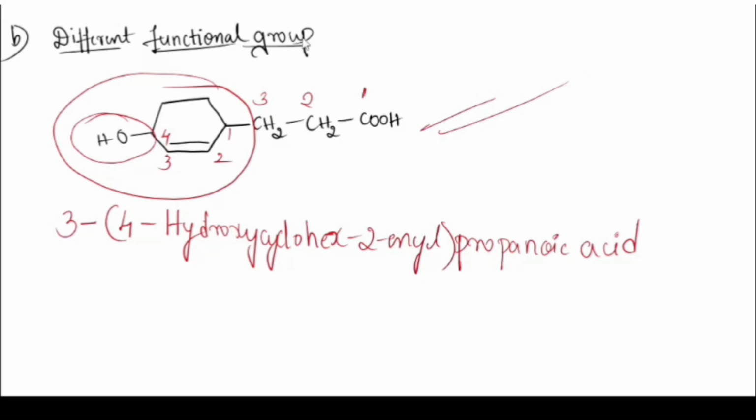Here, even if two different functional groups are there, we have to give priority to carboxylic acid. Then we'll move on to the next thing. Suppose a similar functional group is there in the ring and also in the side chain. In this case, if both ring and side chain contain the same functional group, then the parent hydrocarbon is decided on the basis of the number of carbons in the ring as well as in the side chain.